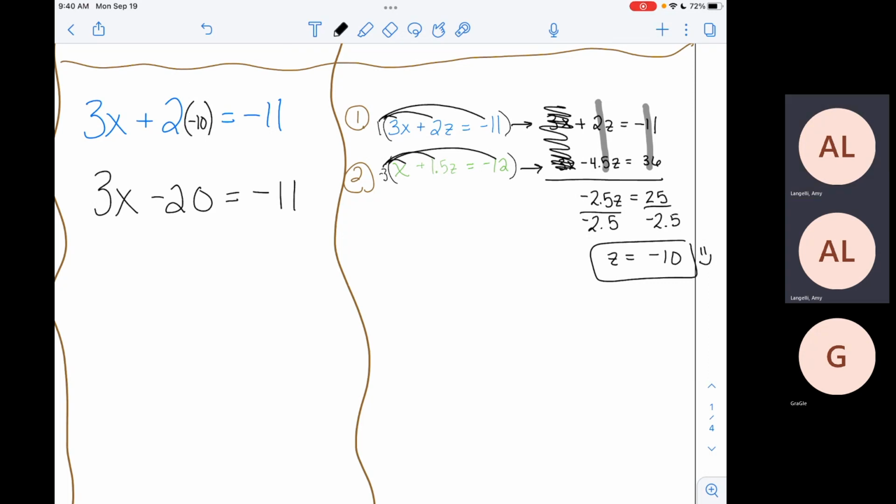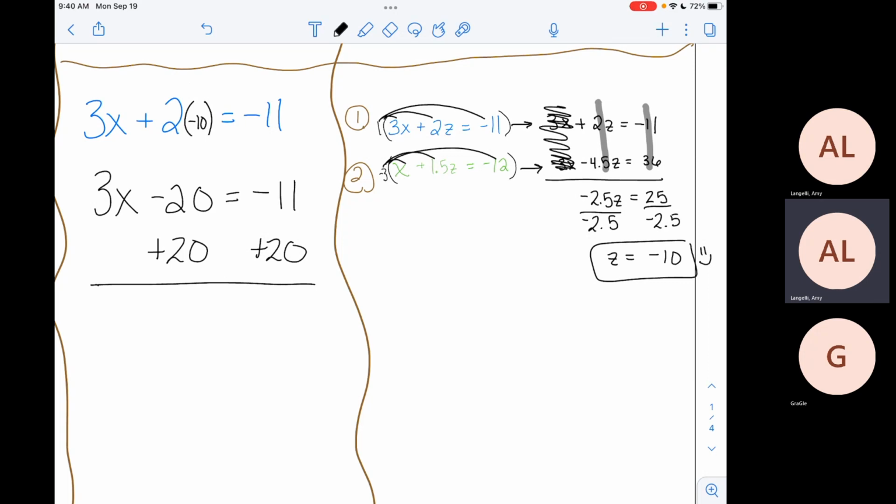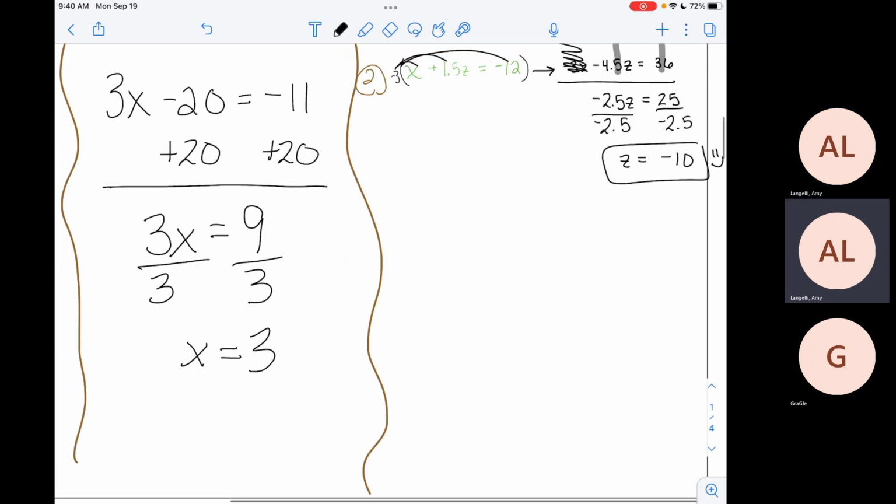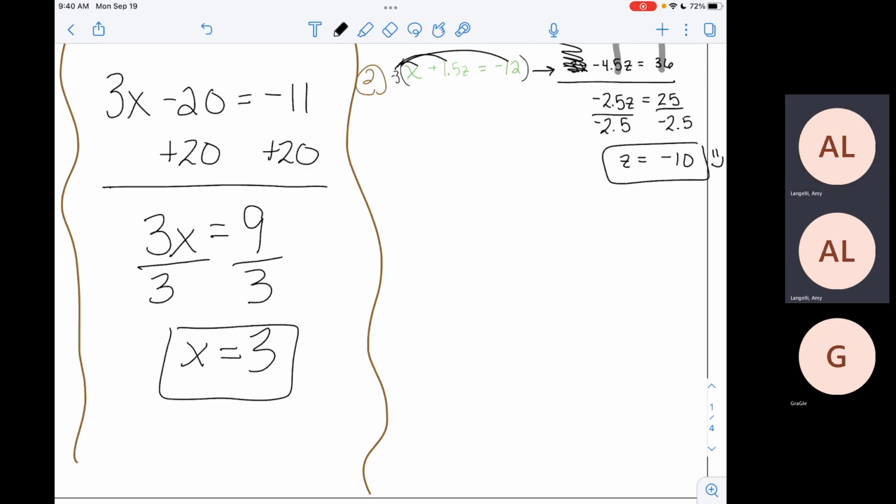Not subtract, or add. Add what? No, you're doing great. Add 20. What do we get? 9 here. What about on the other side? Okay. Is that one of the answers up there? Yay. Okay, remember, I'll do the pattern again.